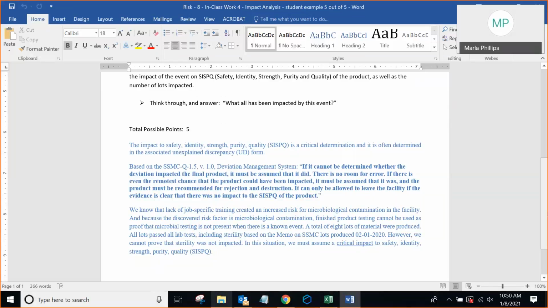So a total of 8 lots of material were produced. All lots passed the lab tests, including sterility. However, we cannot prove that sterility was not impacted. In this situation, we must assume a critical impact to safety.